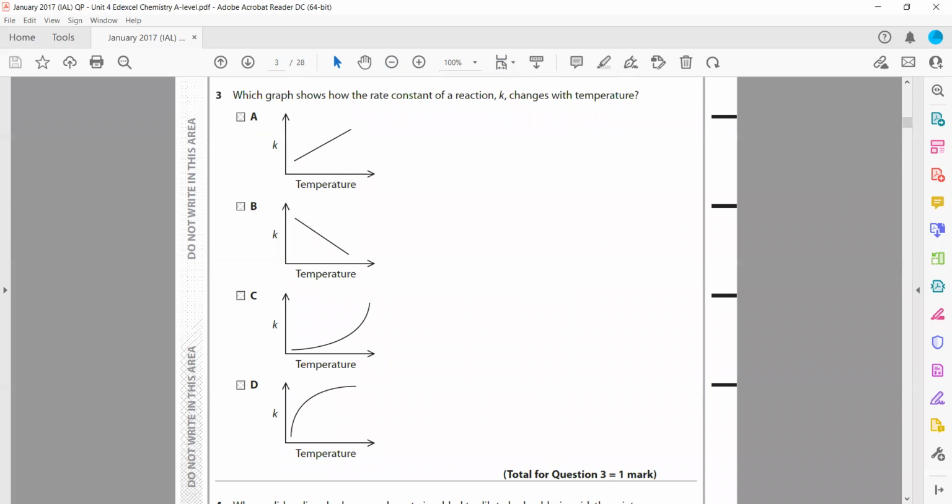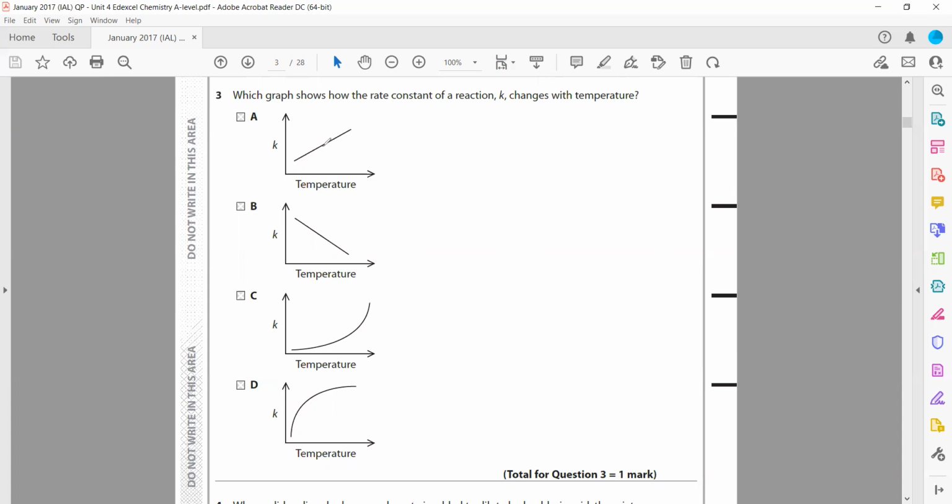In question 3, the graph shows how the rate constant of a reaction K changes with the temperature. So what is the relation between the rate constant and the temperature? They are not directly proportional. If you increase the temperature, rate constant also increases, but not directly proportional.